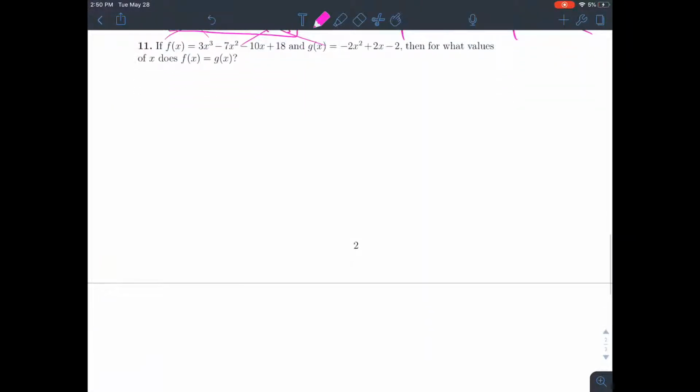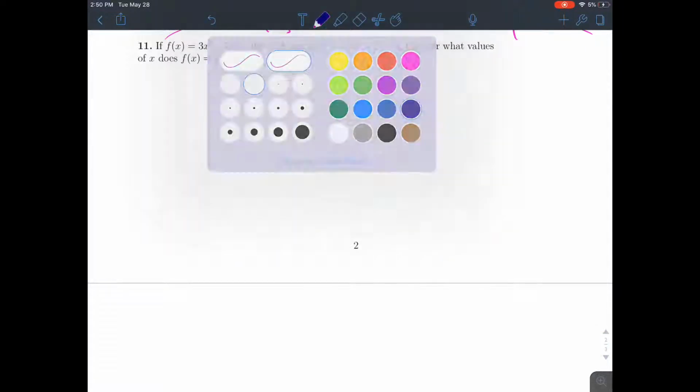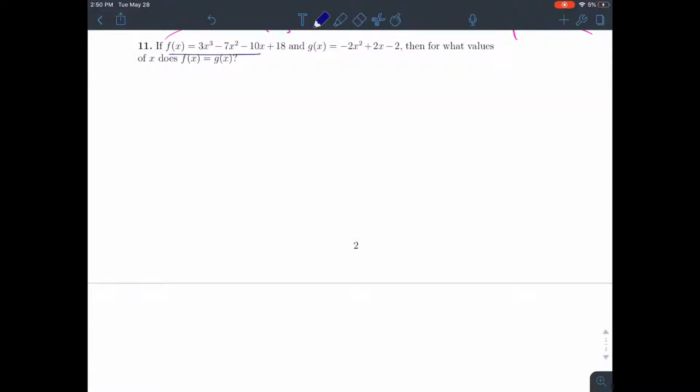Next up, for problem 11. Okay, we've got some crazy stuff coming over from the problem above. Let's just erase that. If f of x is this and g of x is that, then for what value of x does f of x equal g of x? So we set them equal to each other. 3x cubed minus 7x squared minus 10x plus 18 equals negative 2x squared plus 2x minus 2.